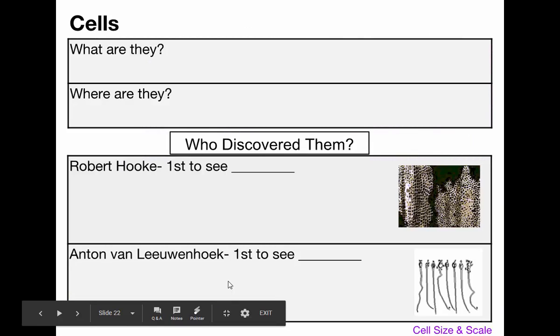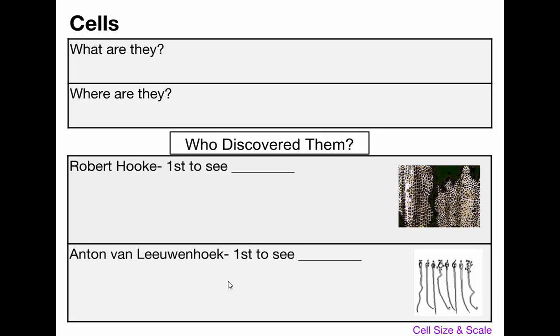Now, just to give the overview, cells are what we call the basic unit of life. Everything that is alive is made of cells. So we say that cells are the building blocks or the basic units of life, and they're found in all living things. If something is alive, it's made of cells.